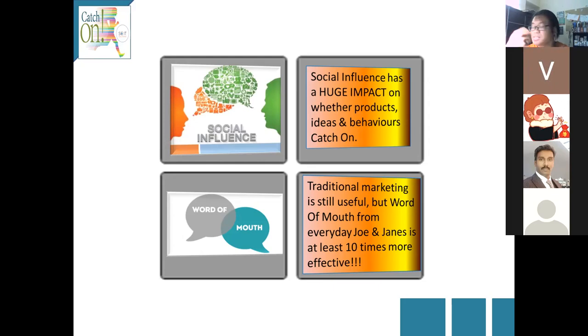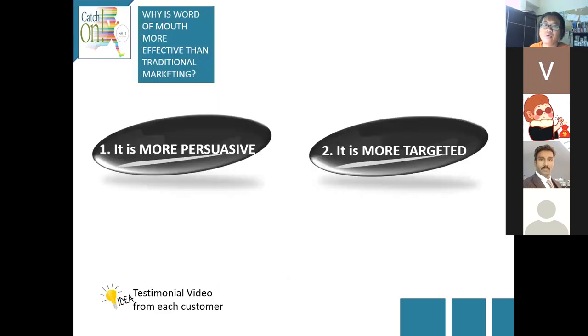So why is that so? Why is word of mouth much more effective than traditional marketing? Well, this is the reason. When you have TV advertisements, just as an analogy, why is the TV advertisement less effective, less influential as compared to what your friend told you, which is word of mouth? It's because word of mouth is more persuasive and more targeted. All right, so let's discuss this more.